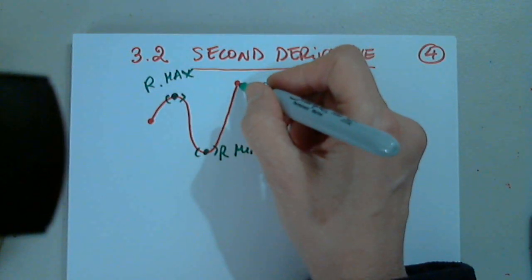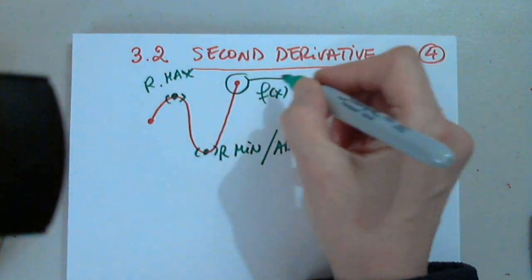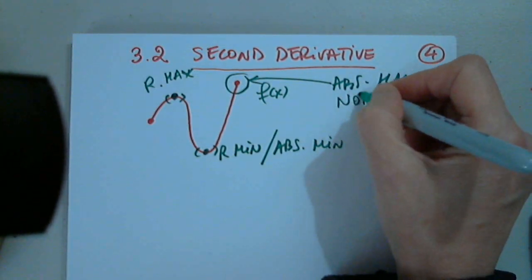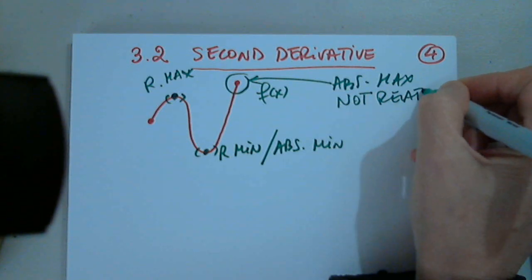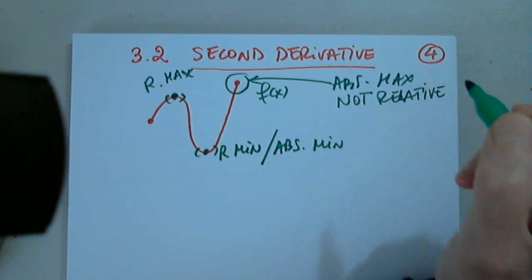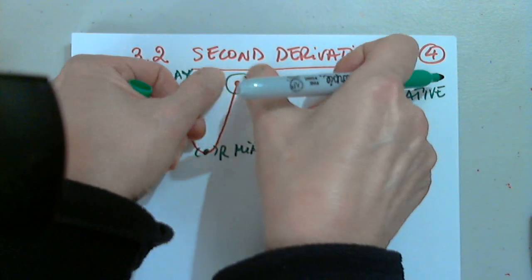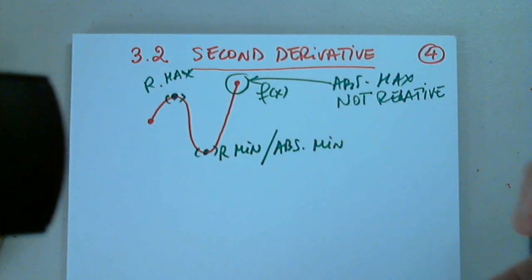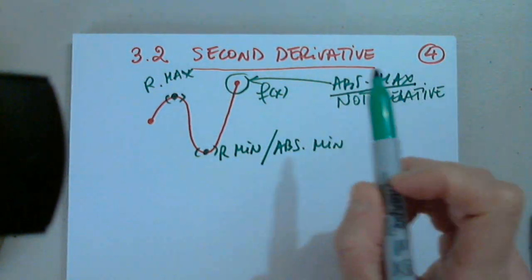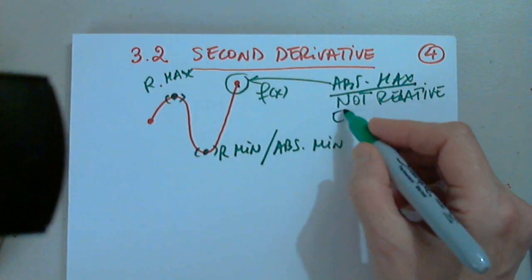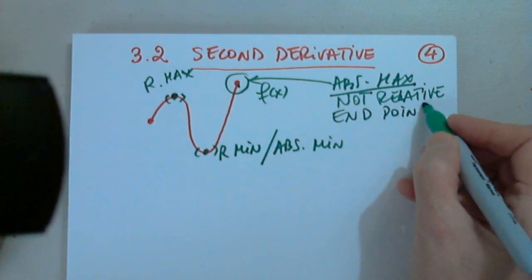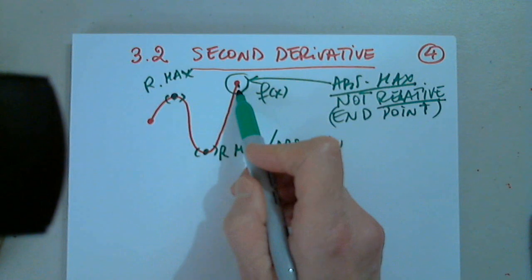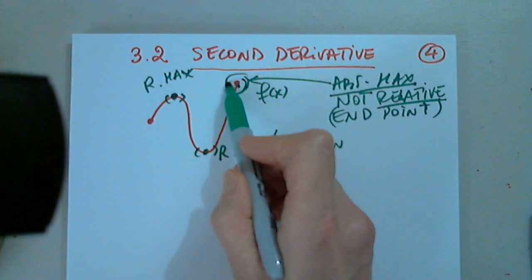However, here, this is indeed an absolute maximum, but not relative. Why not relative? Because I cannot show you the open interval. The function does not exist on this side. So the absolute maximum can be at an end point. But the relative cannot be at an end point because I cannot show the open interval.